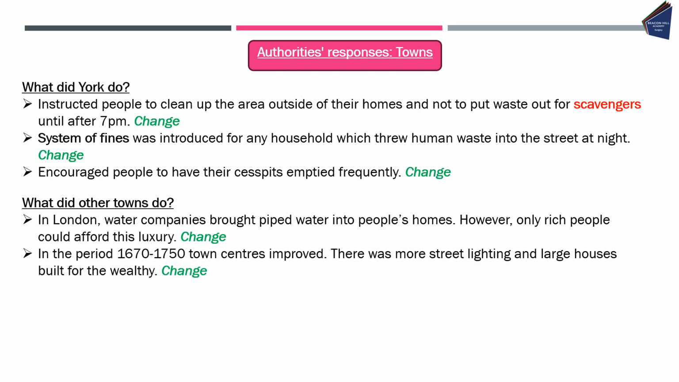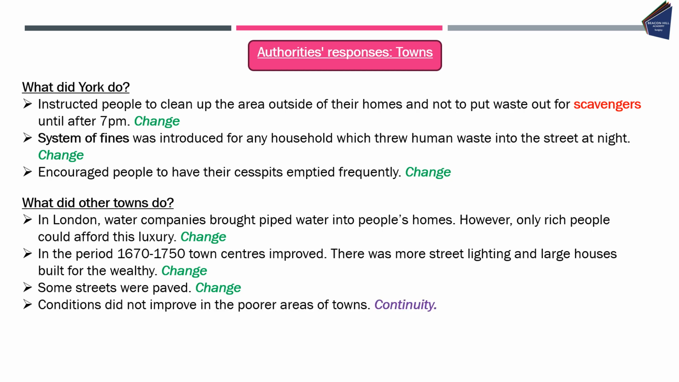We also have, between the period of 1670 to 1750, that town centres improved. So there was more street lighting and large houses. Again, really, this is going to benefit the wealthier people in society, but it is a change that you could refer to in comparison to medieval Britain. Some streets were paved, which is a change from medieval England as well. However, the fact that it is the rich that are benefiting and the poor aren't is continuity from medieval.